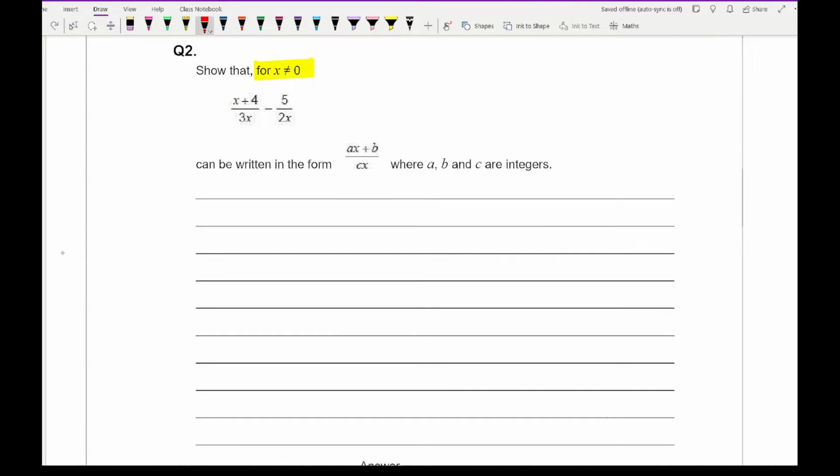So again here we think about what's our common denominator going to be. Well, our common denominator, if I just write common denominator, it's going to be 6x. So I'm going to multiply this first fraction by 2 and I'll multiply this second fraction by 3. And again, what I want to do is just put brackets around those things there. Now, not necessarily needed for the 2x, but definitely for the x plus 4.